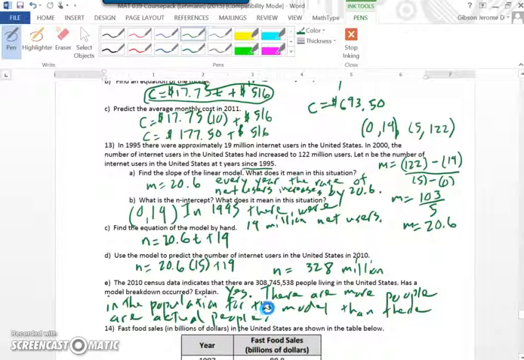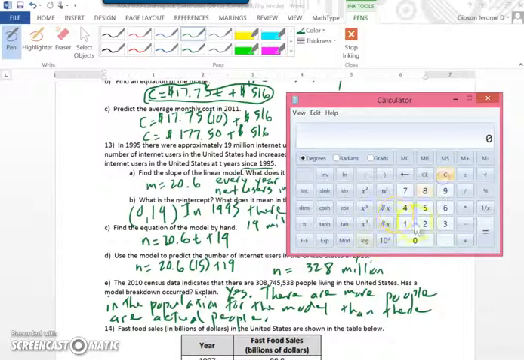I got another number. You got another number for this? Yes. Well, let me redo it, just to be sure. We have 20.6 times 15 plus 19. You've got to add the 19.